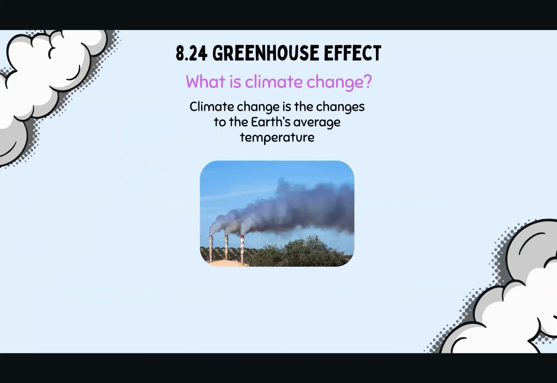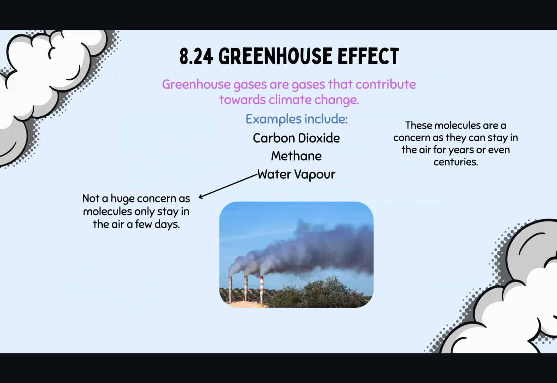Okay, so what is climate change? Climate change is the changes to the Earth's average temperature. Greenhouse gases are gases that contribute towards climate change, for example carbon dioxide, methane, and water vapor. Mainly carbon dioxide is a concern because it can stay in the air for years or even centuries. Water vapor is not as big a concern, and methane to some extent as well, because they don't linger in the air for as long. Water vapor stays a few days, methane can be a few years. Carbon dioxide lasts for a lot longer.